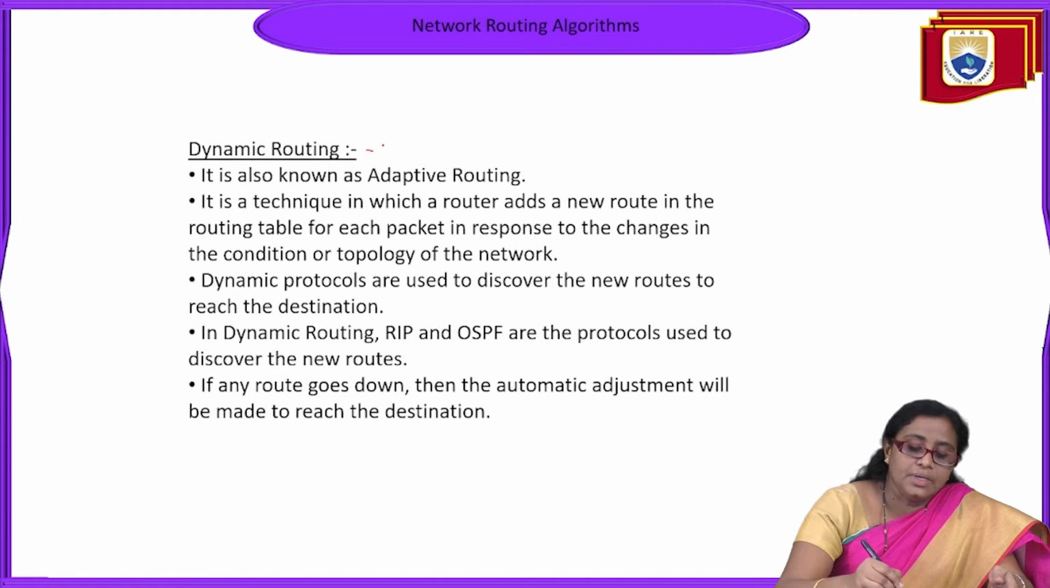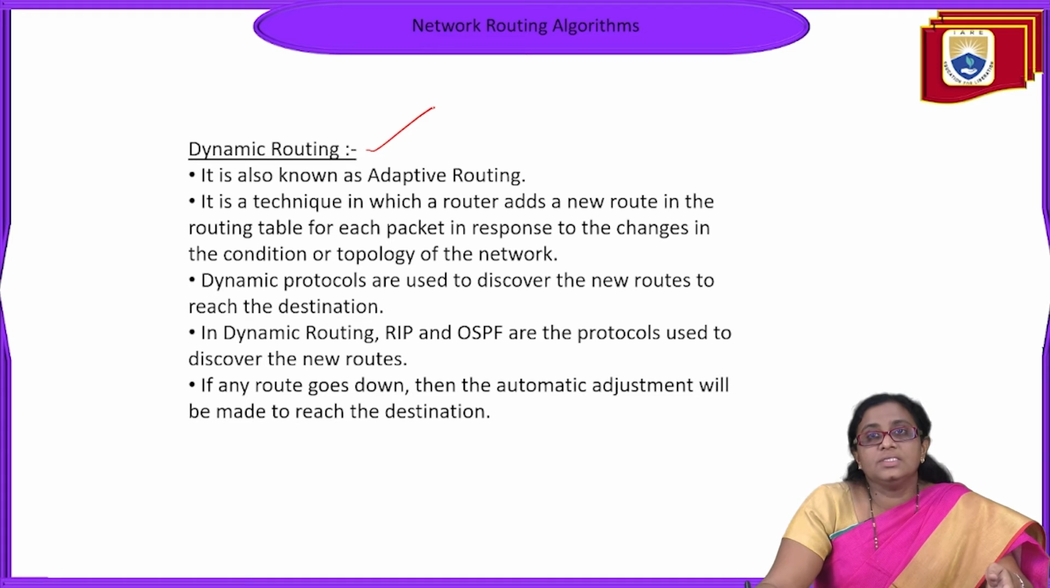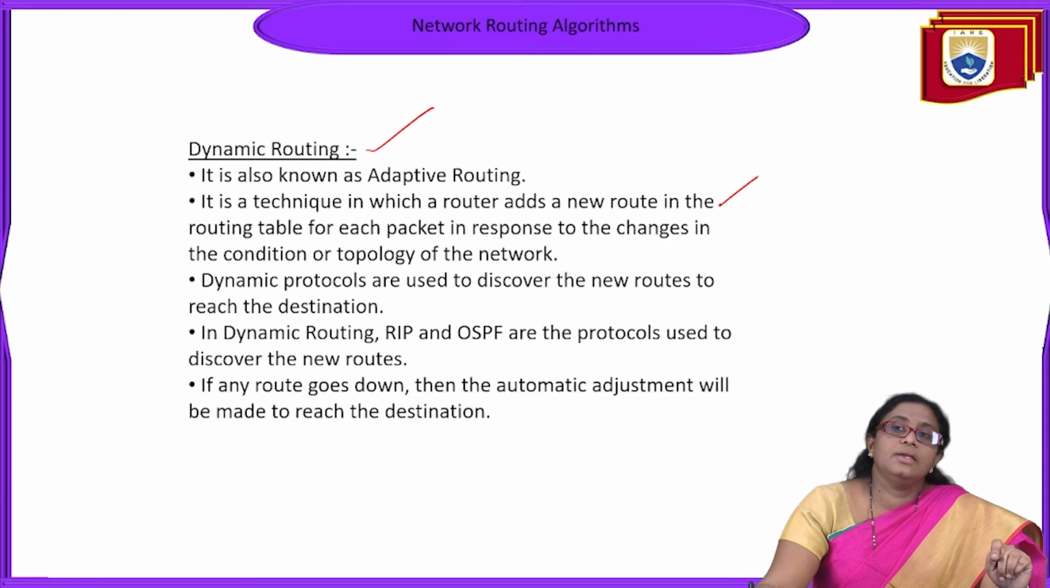Coming to the second type in the classification of routing algorithms, it is dynamic routing. It is also known as adaptive routing. It is a technique in which a router adds a new route in the routing table for each packet in response to changes in the condition or topology of the network.